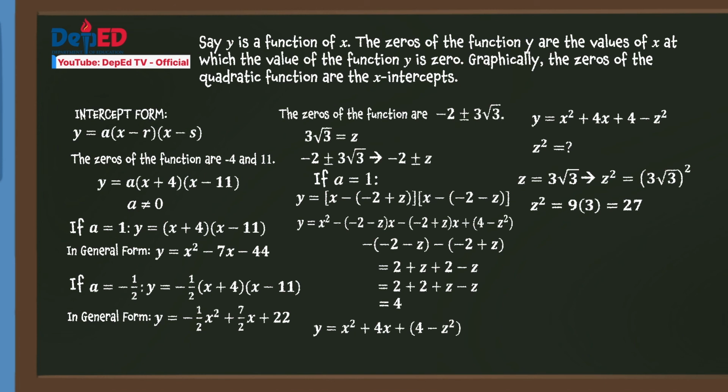Therefore, y is equal to x squared plus 4x plus 4 minus 27. Combining the constants, y must be equal to x squared plus 4x minus 23. And this is already the equation of the function in general form.